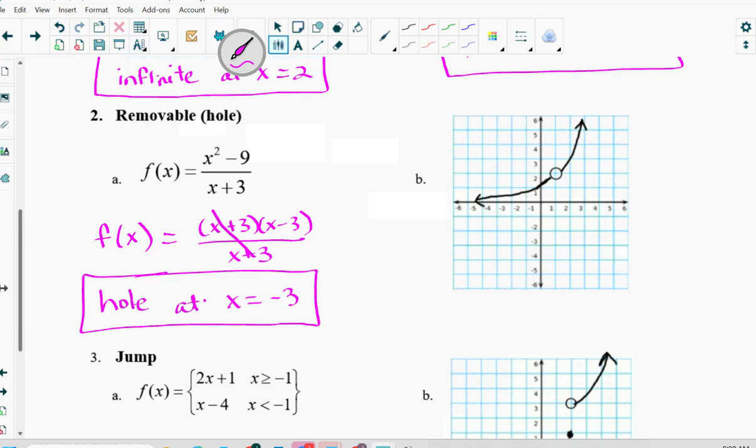All right, so letter B, if I just give you the graph, again, this is a hole at x equals what? Did I hear 1? I don't know, but yeah, okay. It's nice when you're just given the picture. You don't have to do any algebra for it.